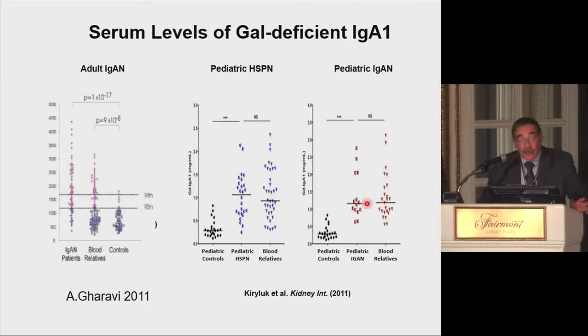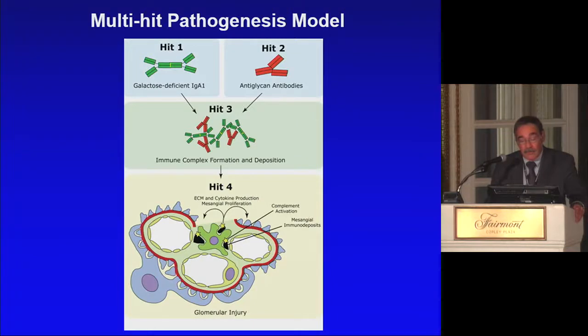Interestingly, if you look at Henoch-Schönlein purpura, same thing: controls way up in the pediatric HSP patients, and the same thing in their blood relatives. Now we'll come to this again. So it leads to what has been called the multi-hit pathogenesis model. You have galactose-deficient IgA, you form antibodies against the galactose-deficient IgA, you get immune complex formation, and the immune complexes land in the mesangium and along the capillary wall, and that leads to the proliferation process and eventually the scarring of the glomeruli.